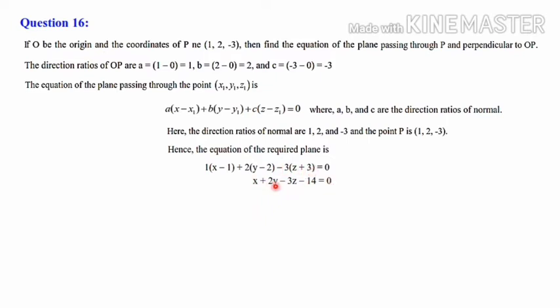So x plus 2y minus 3z minus 14 equal to 0. So this is the required equation of the plane. Next we shall discuss question number 17.